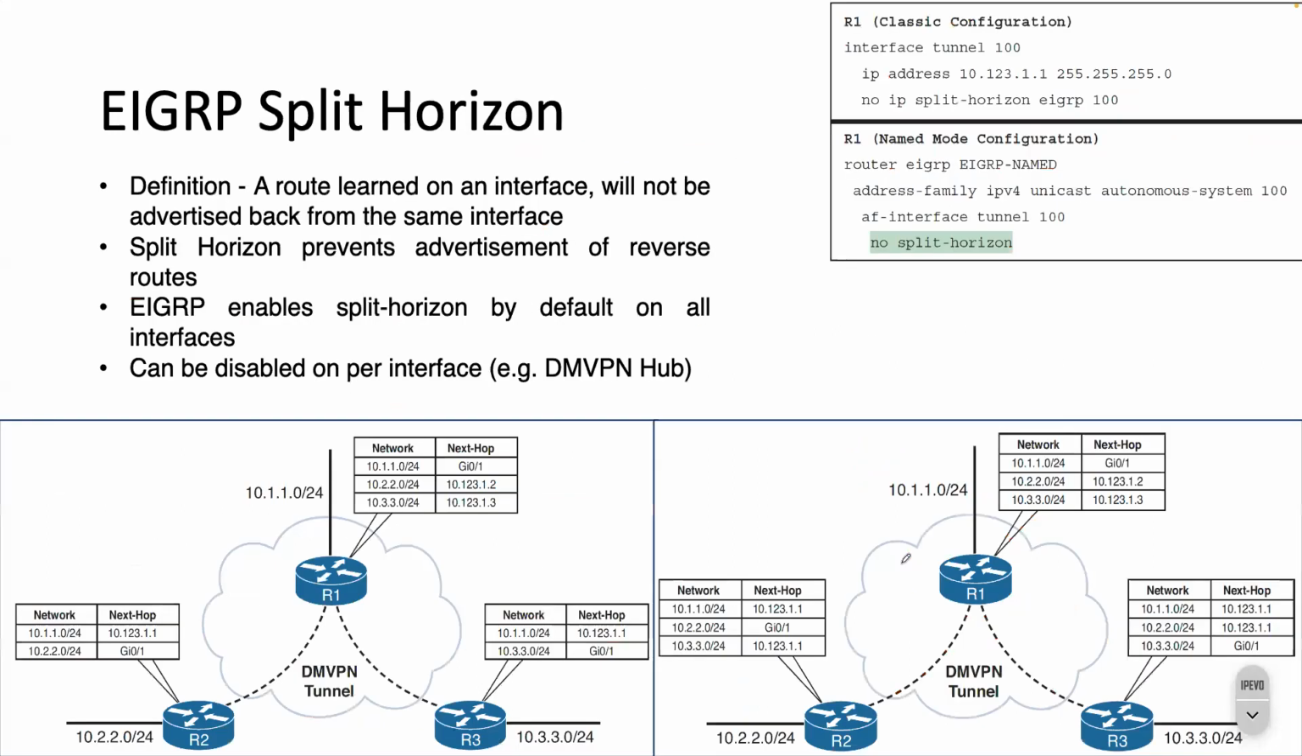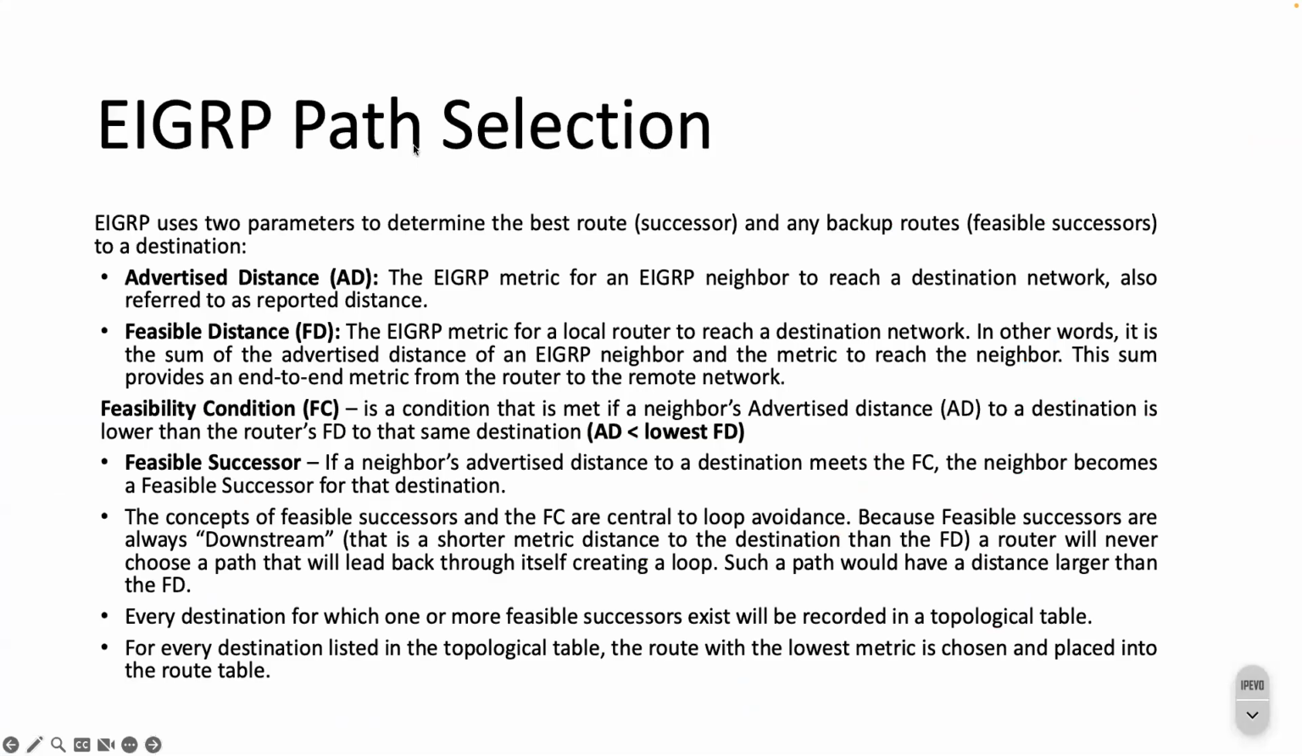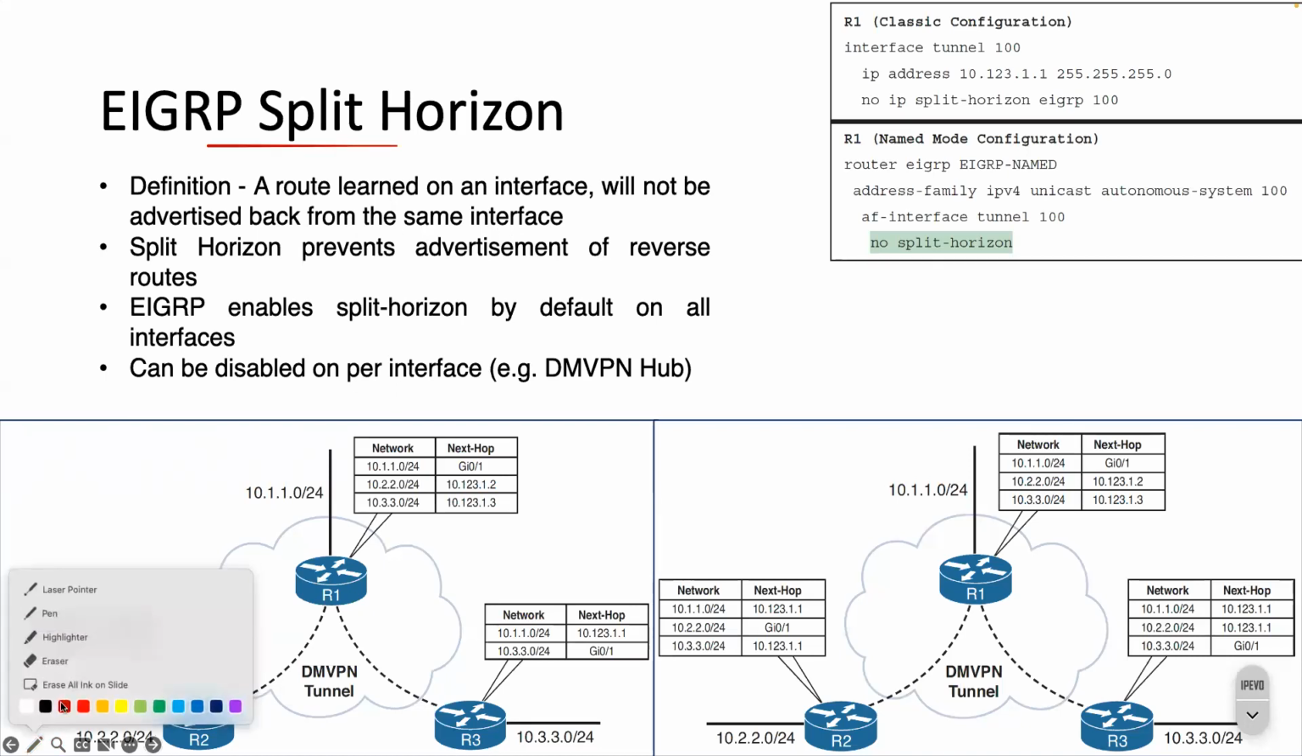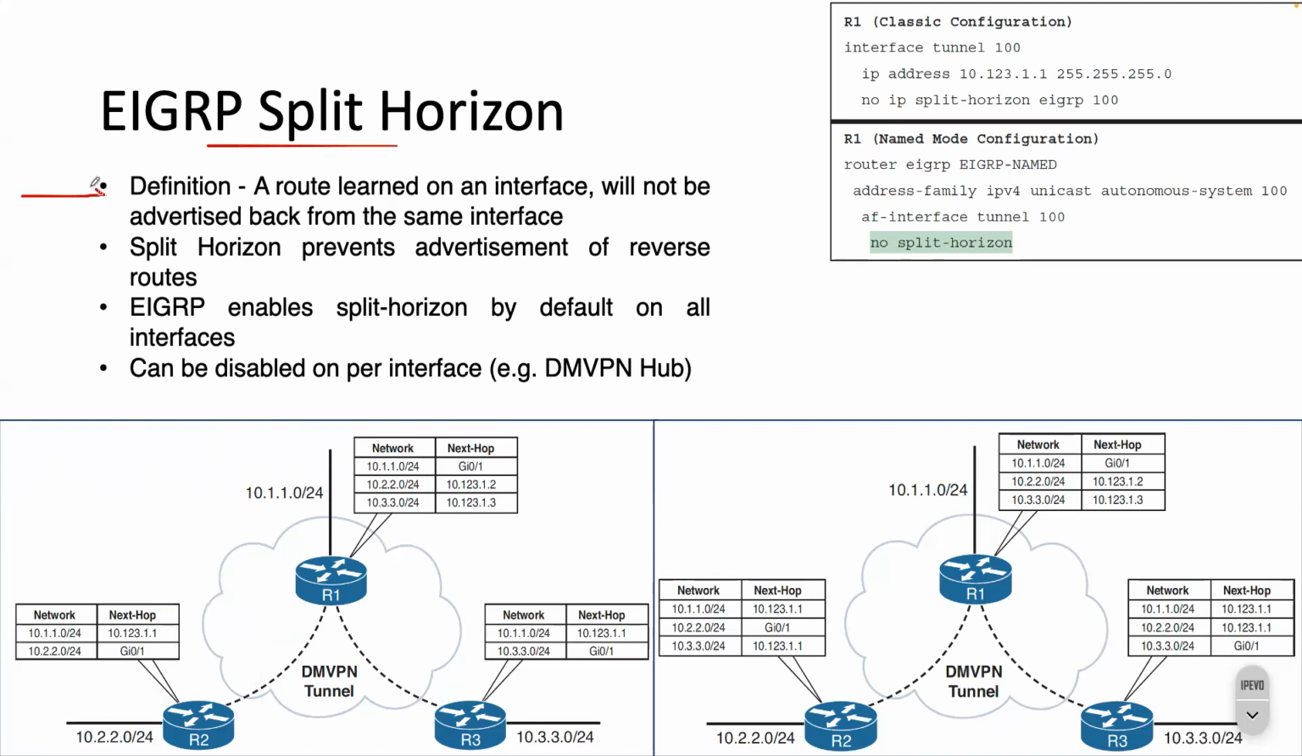Okay, last concept we'll cover, then we will pause. Split horizon, and how we can configure it. The definition of split horizon: a route learned on an interface will not be advertised back out of the same interface. I hope the definition is already clear. If I'm learning a route from one interface, I will not send the same route as an update from the same interface. That is known as split horizon.